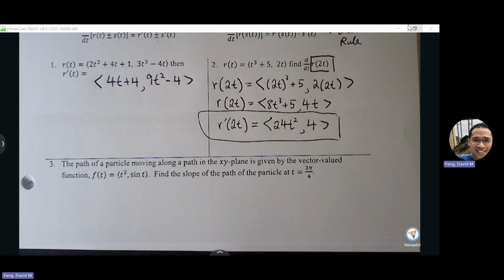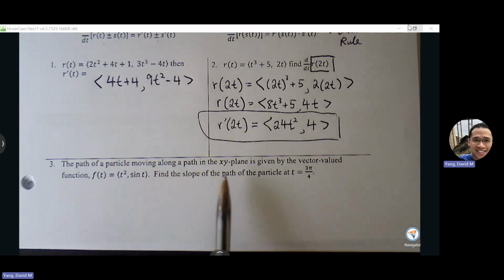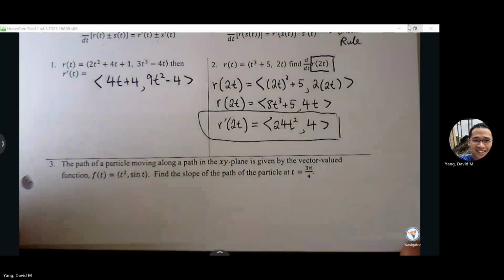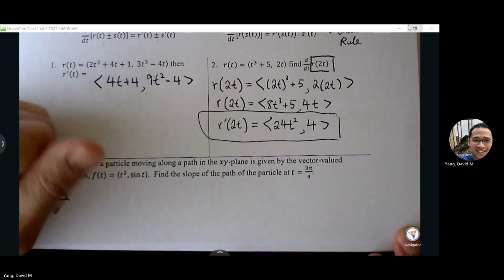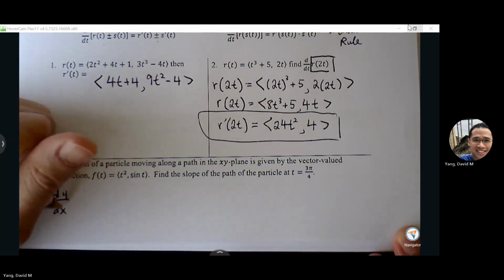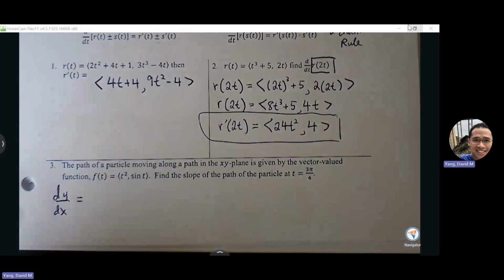A lot of what we're going to do with vectors will feel a lot like parametric. It says the path of a particle moving along a path in an xy plane is given by a vector valued function f of t. Find the slope of the path of the particle at t equals 3π/4. So if I want to find the slope, I can find the derivative. This is basically my y prime. This is my x prime.